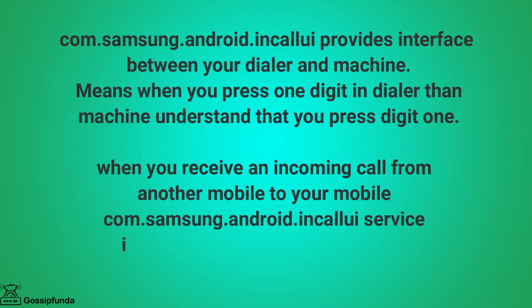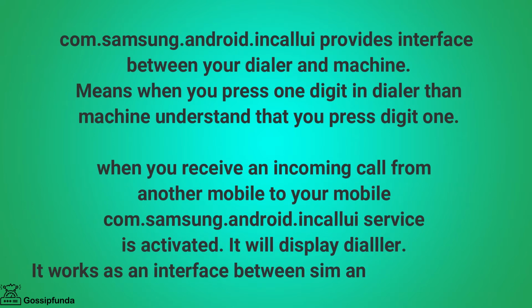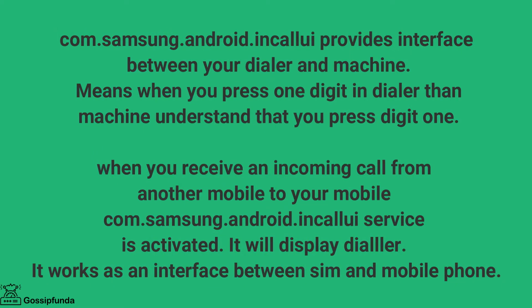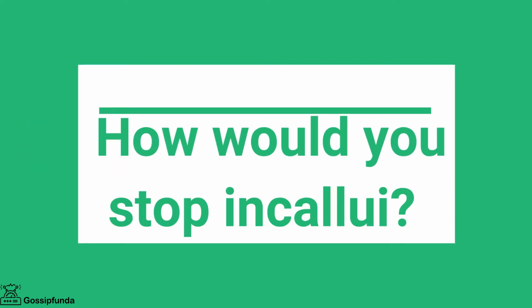When you receive an incoming call from another mobile to your mobile, com.samsung.android.incallui service is activated. It will display the dialer and it works as an interface between the SIM and the mobile phone. So the next question arises: how would you stop the in-call UI?